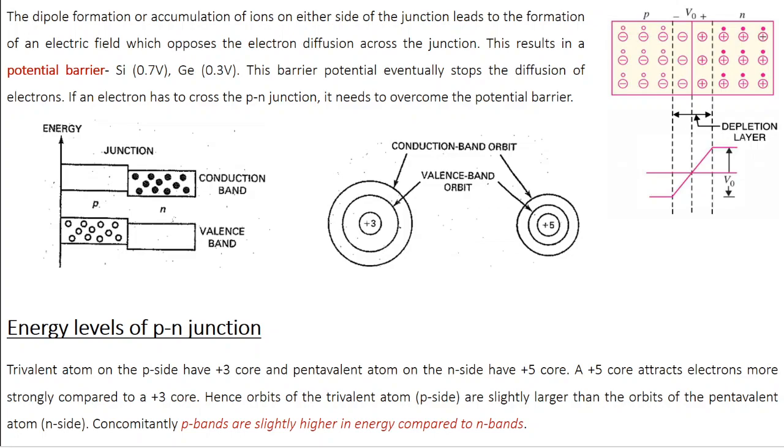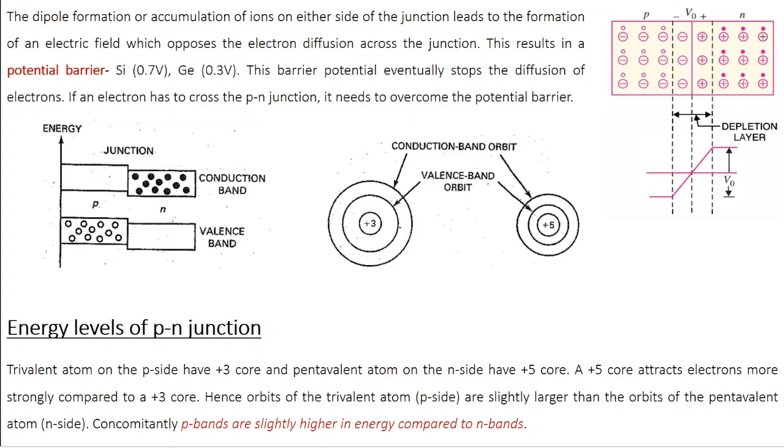Now, before closing the discussion on the p-n junction, it's imperative that we have some basic idea about the energy levels of a p-n junction. If you look at the valence and conduction bands of p and n, you can see that the energies of the p side are slightly higher than the energies of the n side. Here the conduction band of p is placed slightly above n. Similarly, the valence band of p is also placed slightly above. And why does this happen?